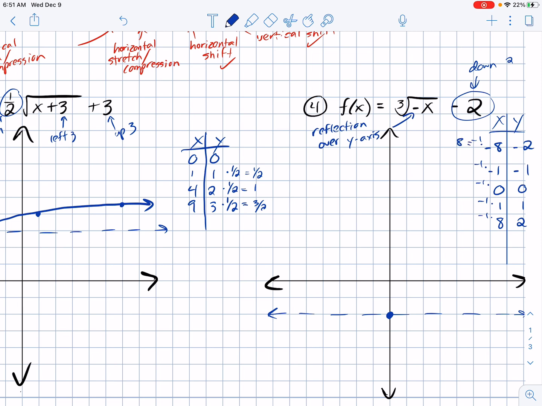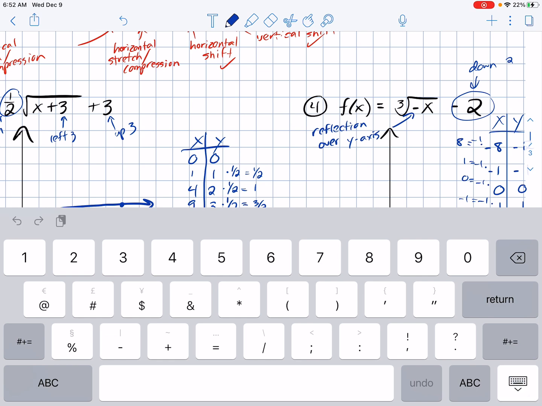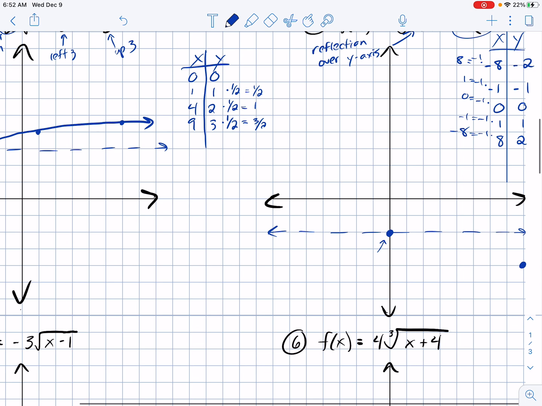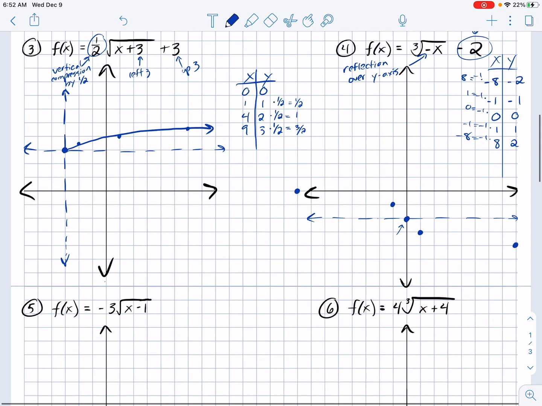So we get 8, 1, still 0. We have that point right here. -1, -8. And we can go graph. 8, 2 would be right here. My apologies. 8, -2 would be right here. 8, -2. 1, -1. -1, +1, and -8, +2.